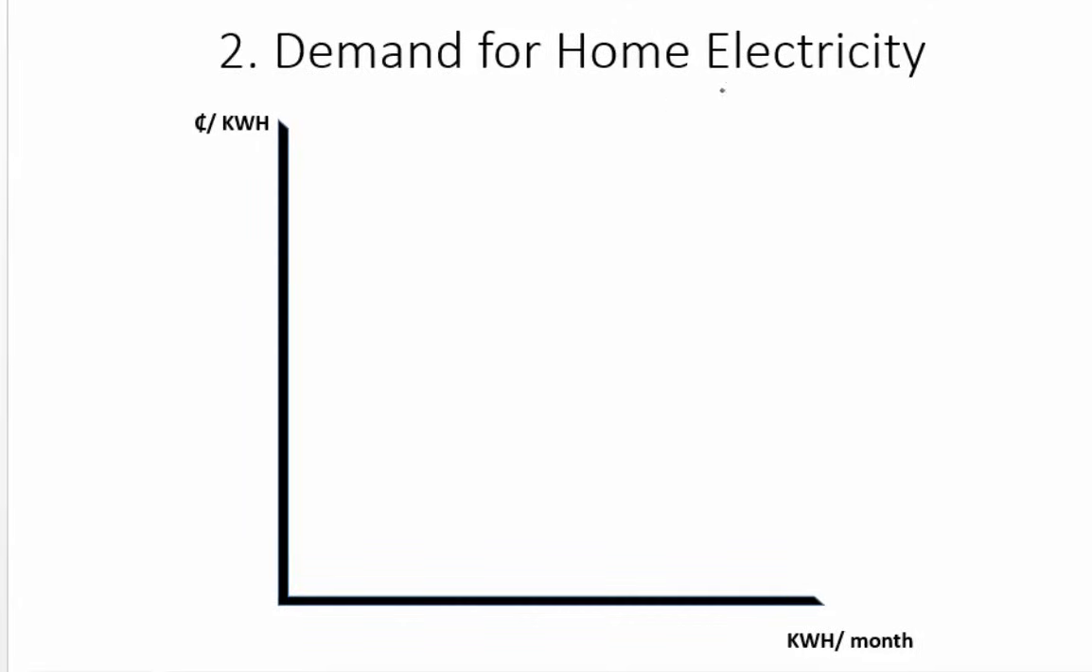Let's look at the demand for household electricity. And this time we'll make the price go up. It starts at 6.8 cents per kilowatt hour. And at that price, we have 300 kilowatt hours per month demanded. This is maybe for an individual household. The price rises to 8 cents per kilowatt hour, and demand only falls slightly to 290 kilowatt hours per month.